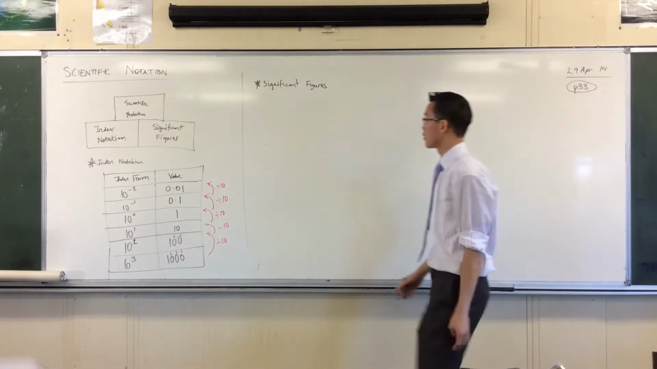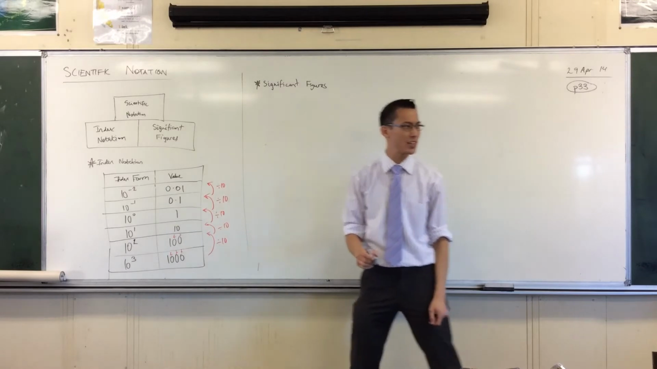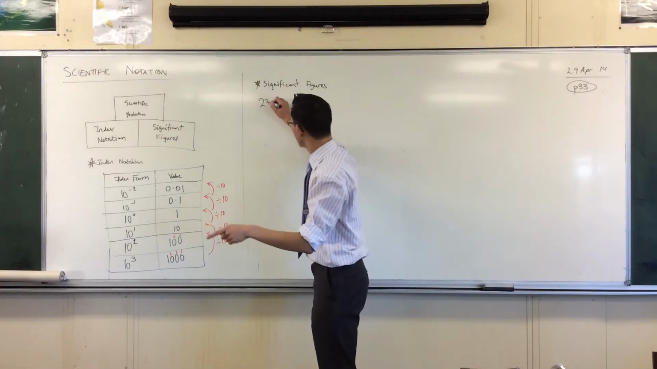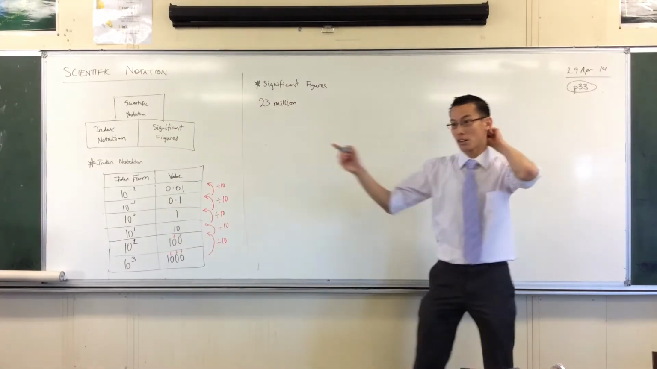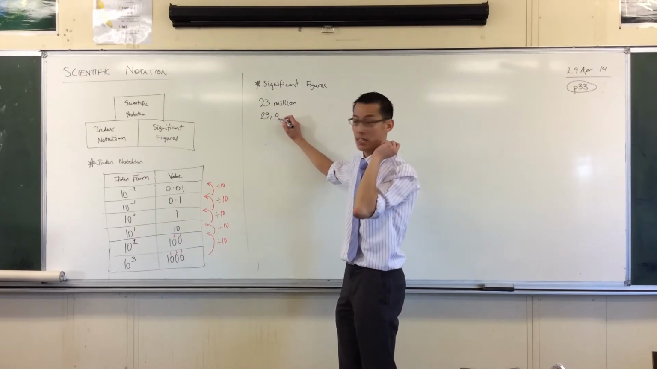Suppose I tell you the population of Australia. Does anyone know what the population of Australia is? 23 million. Okay, good. Now, I'll just write that out. That's 23, and how many zeros is a million? 6 zeros, isn't it?